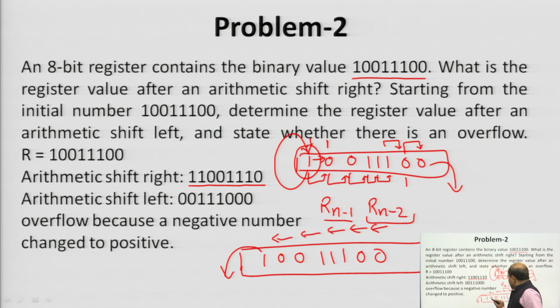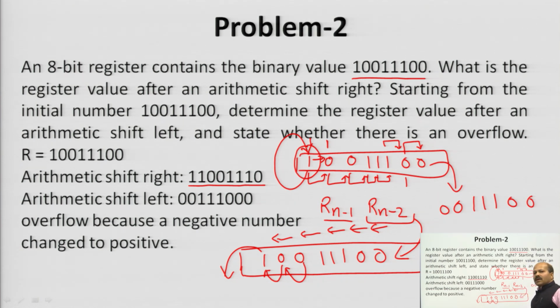So, this 0 will come at the position of Rn minus 1 and this 0 will be shifted towards left, and 1 will be replaced with 0. What will happen after this shift? 0 0 1 1 0 0, and 0 will be introduced from this location, which means at the LSB location. So, 0 will be introduced here, but in this case we have to check an overflow condition.